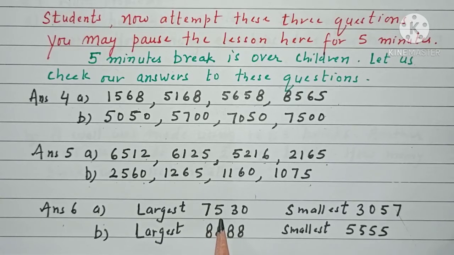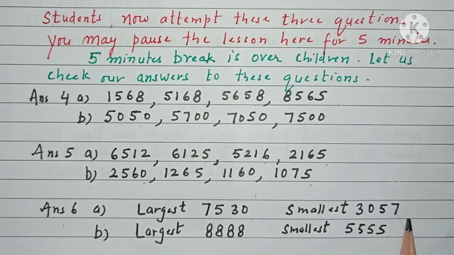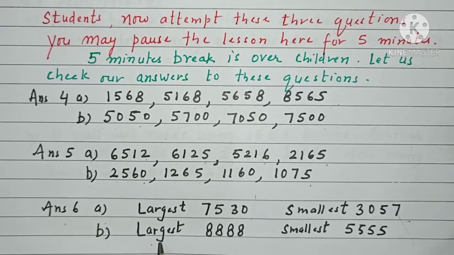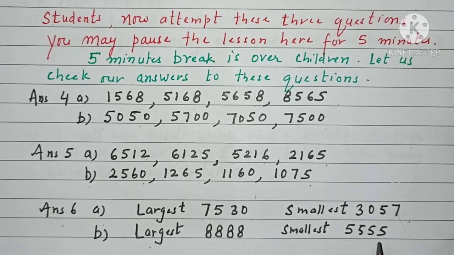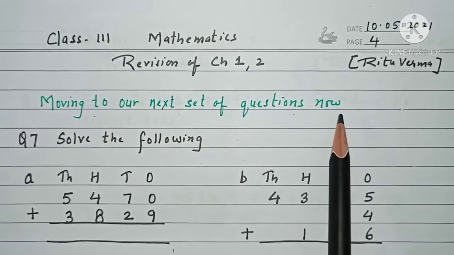Now answer number 6, the A part, the largest number formed by using the digits 7, 5, 3, 0 is 7530. And the smallest number formed is 3057. In the B part, as the repetition is allowed, the largest number formed is 8888 and the smallest is 5555. Moving to our next set of questions now.